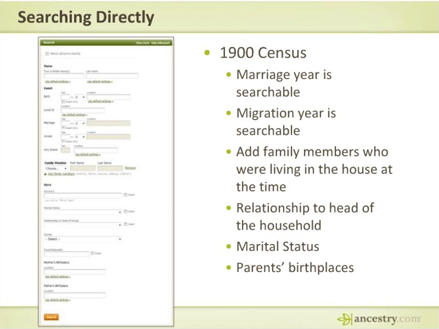Also marital status, even something as simple as marital status. Were they single or married at that point in time? And parents' birthplaces. If you know where the parents' birthplaces are, maybe from the 1910 census, you could add that, and that's going to narrow your search down a bit too.